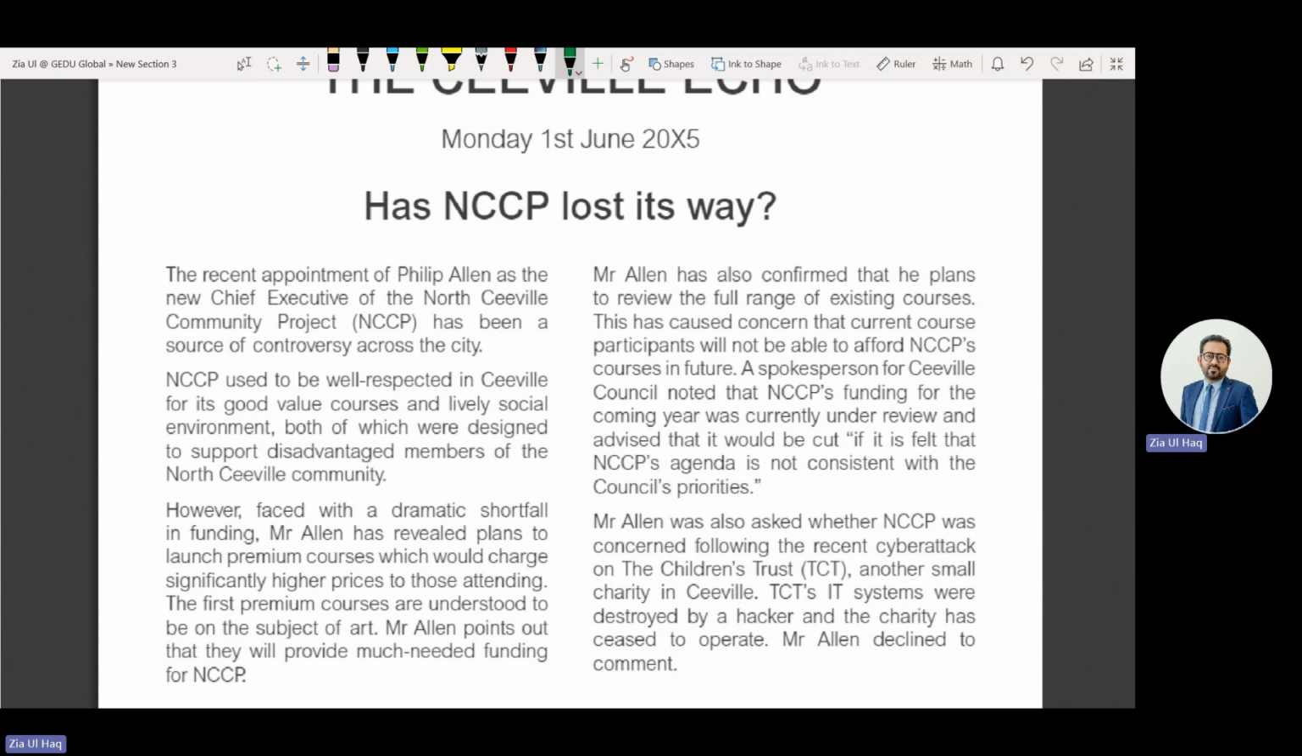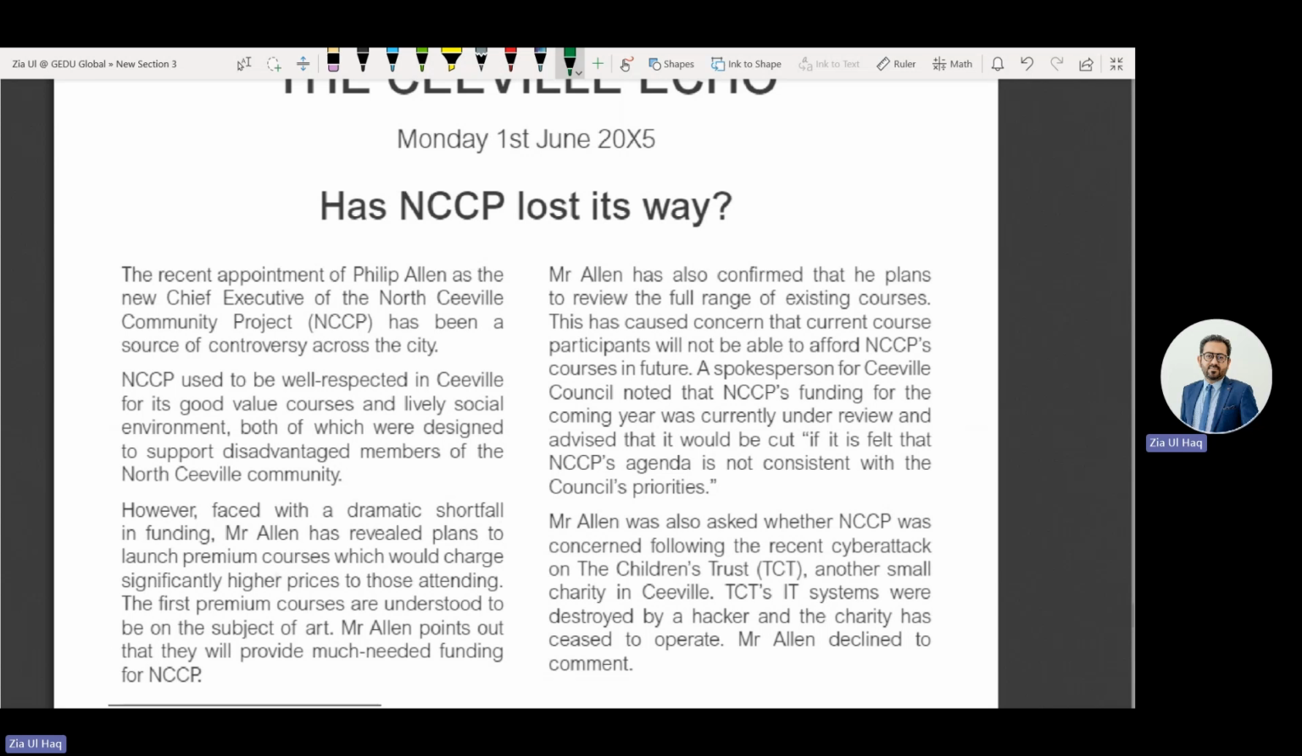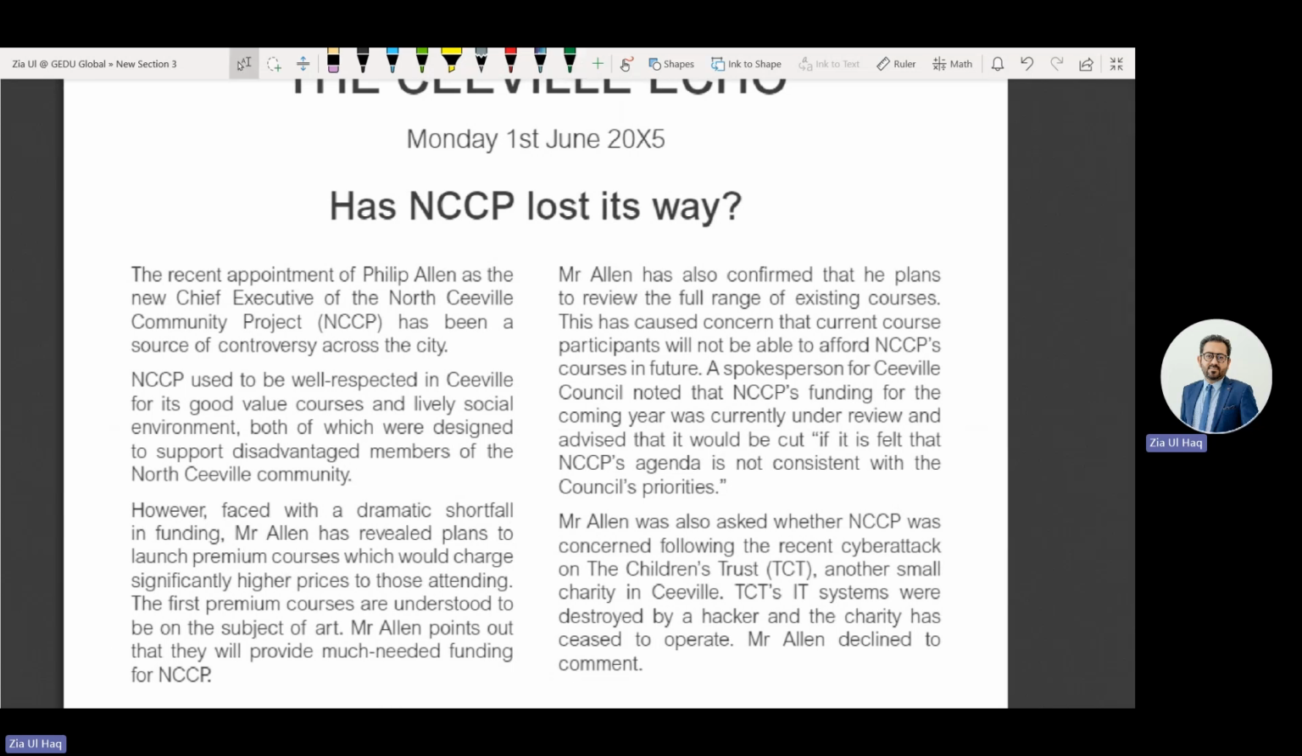The first premium courses are understood to be on the subject of art. Mr. Allen points out that they will provide much needed funding for NCCP. Mr. Allen has also confirmed that he plans to review the full range of existing courses as well. This has caused concern that current course participants will not be able to afford NCCP's courses in future.